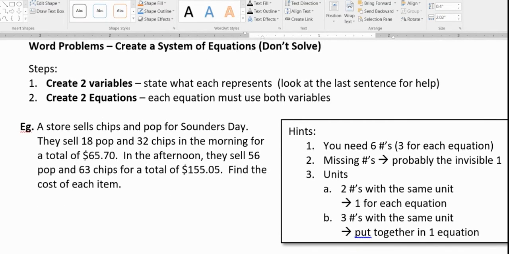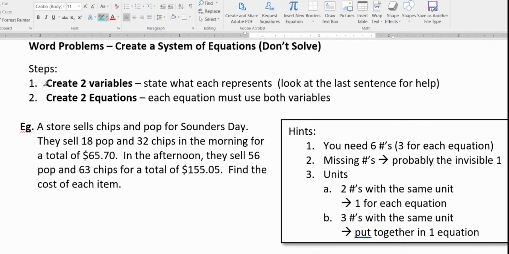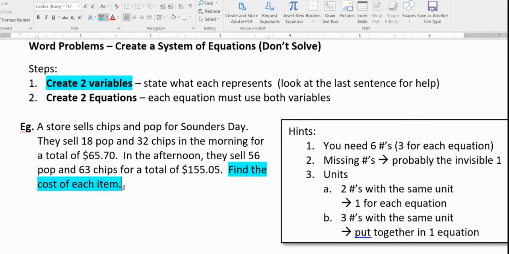So, word problems. This chapter is dedicated to word problems. For every word problem, we're going to read through it and try to figure out what they're looking for. Two hints: we need to create 2 variables, and the last sentence of the question is usually telling us what to do. So in this case, find the cost of each item.